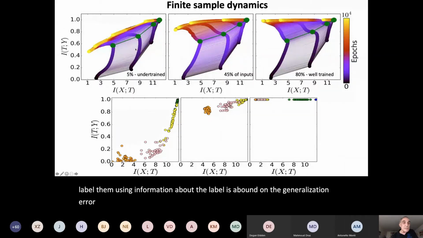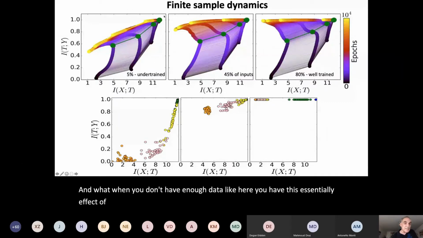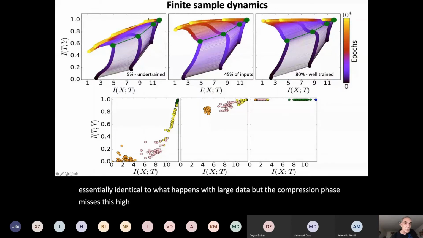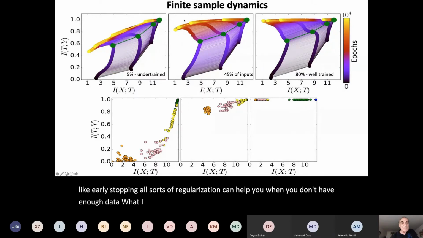But when you don't have enough data, like here, you have this essentially effect of overfitting. You see that the first phase, the fitting phase, is essentially identical to what happens with large data, but the compression phase misses this high information gain and essentially goes down. So here, something like early stopping or all sorts of regularization can help you when you don't have enough data. What I actually argue is that we have a good theory that can tell you exactly what are these lines in this information plane to which those layers converge.